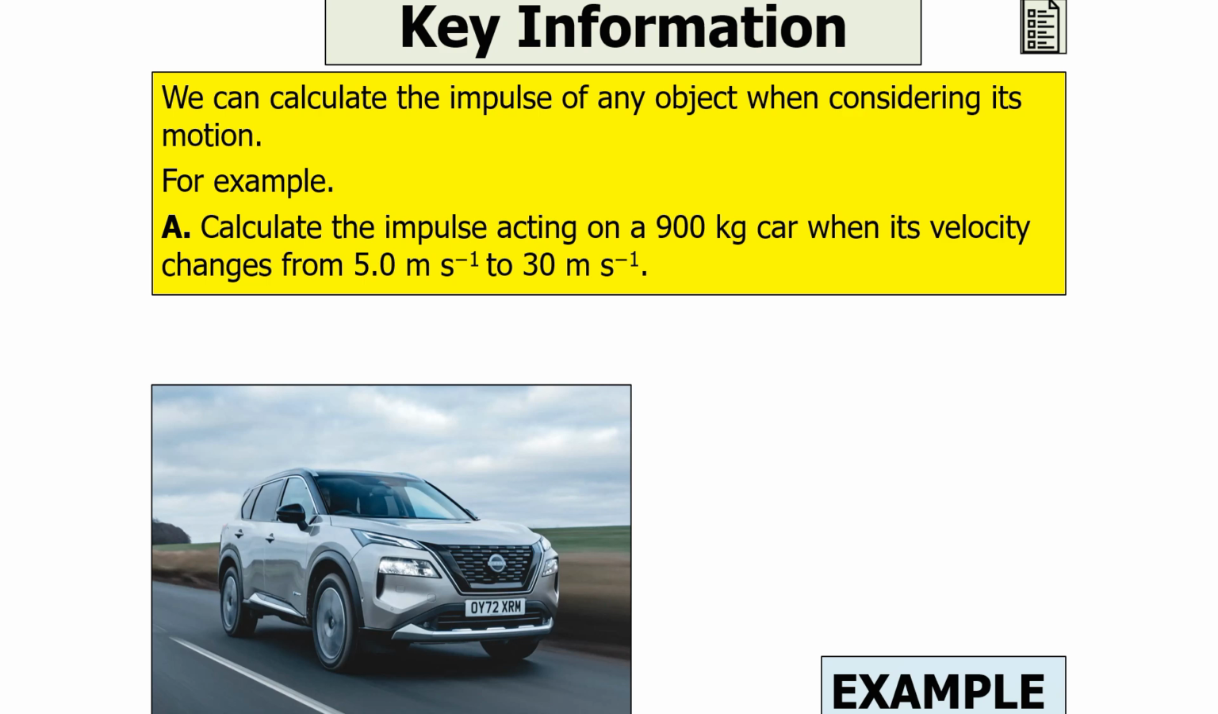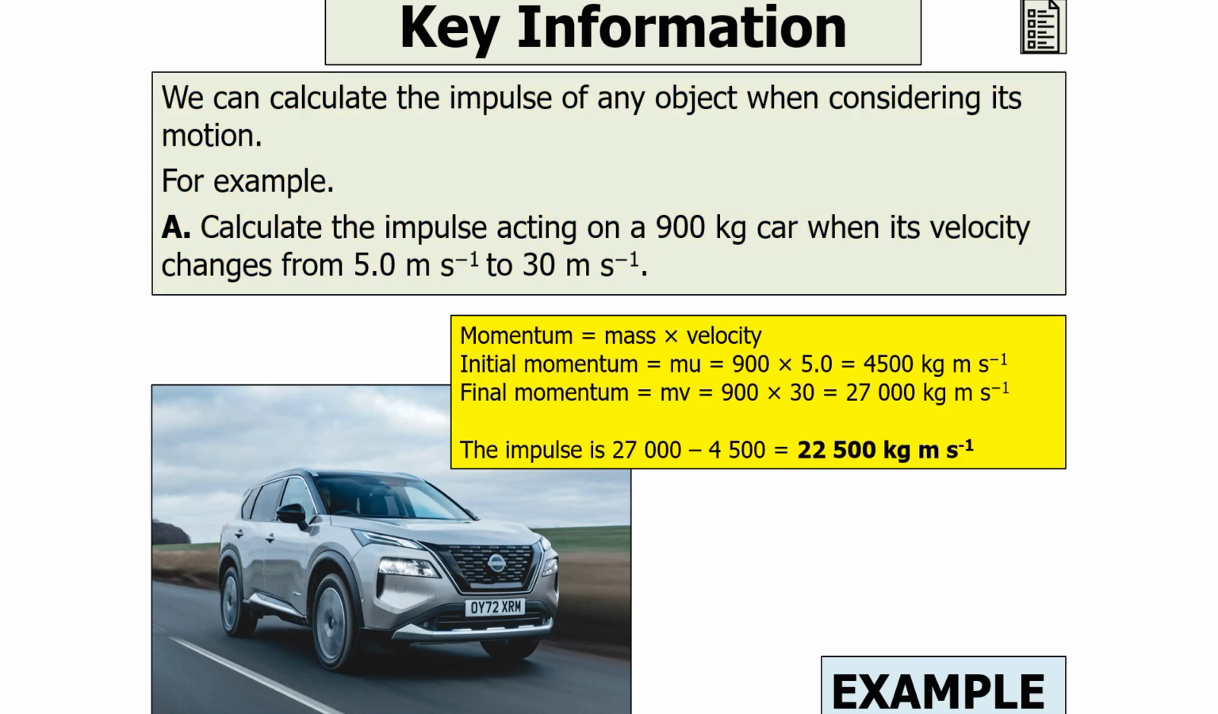So calculate the impulse acting on a 900 kilogram car when its velocity changes from 5 meters per second to 30 meters per second. Now we know momentum is mass times velocity. The initial momentum is 900 times 5, which is 4,500 kilogram meters per second. The final momentum is 900 times 30, or 27,000 kilogram meters per second. So the impulse is the change between the two values, which is 22,500 kilogram meters per second.